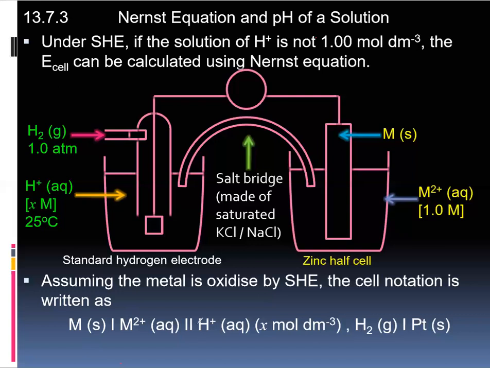It's the constant way of writing your hydrogen electrode. You put your H+ aqueous. In this case, the concentration is not 1 mole per dm³, so we represent that with x mole per dm³, with our H2 gas, of course, then with our platinum solid. We use a platinum electrode for our standard hydrogen electrode setup.